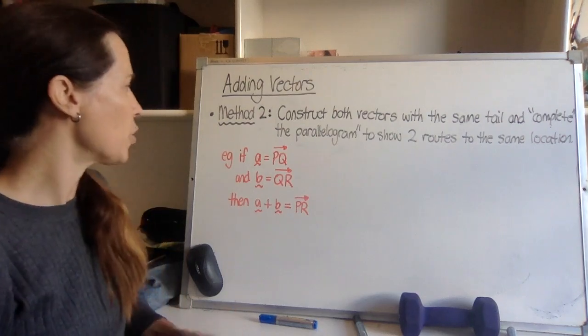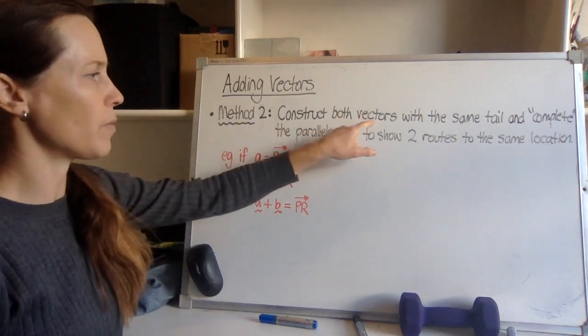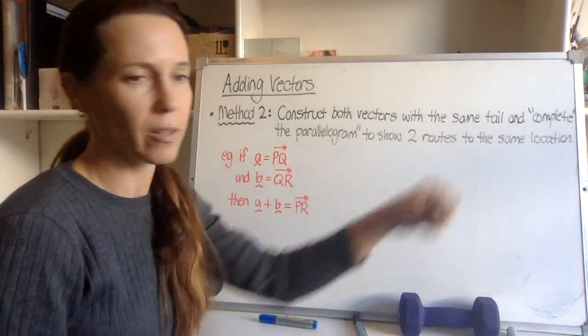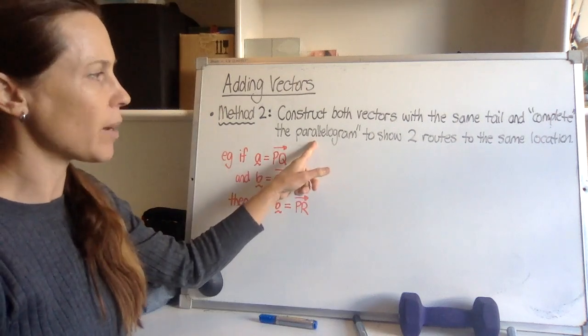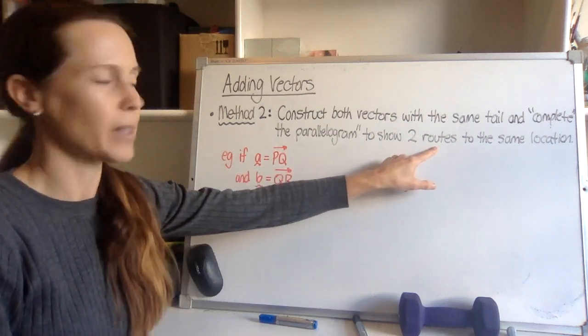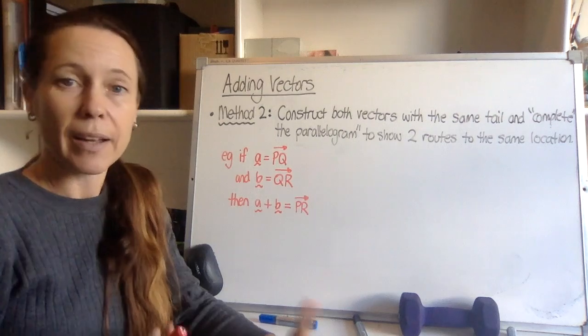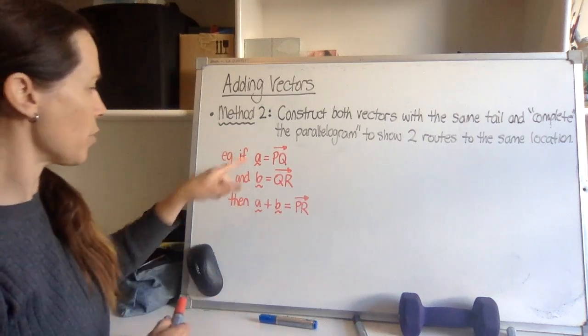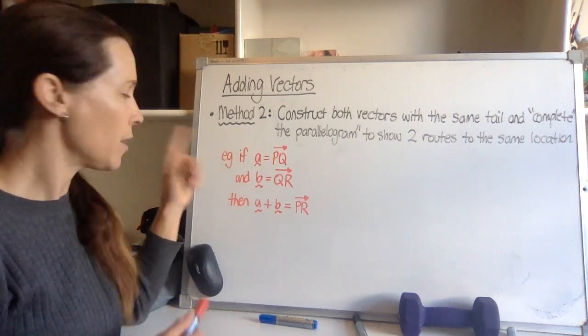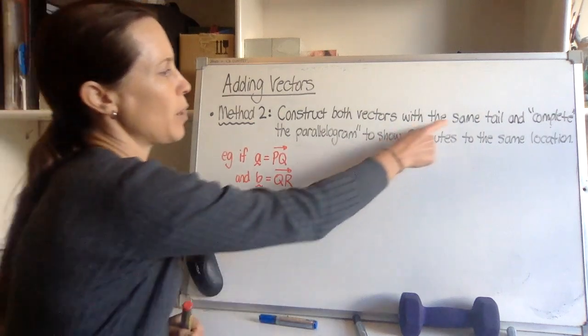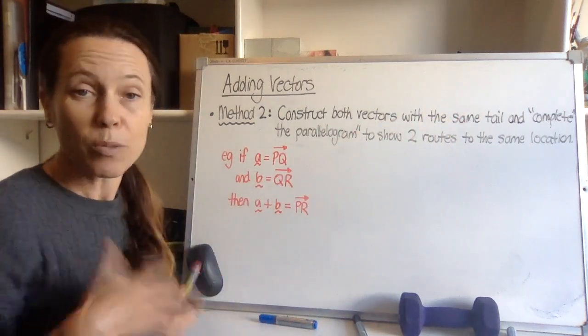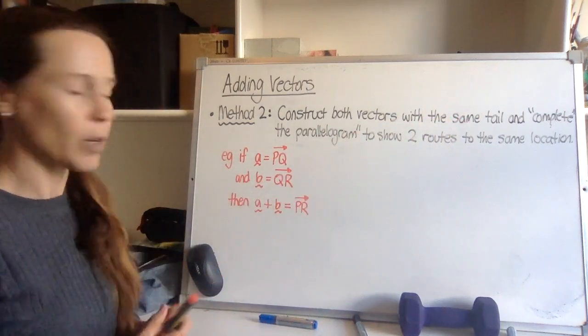And now for method two, which says construct both vectors with the same tail and complete the parallelogram to show that there are two different paths to get to the same location. Now, this sort of example is one that you wouldn't use for an example like we just did. You'd use this one where they both need to actually have the same tail, and you wouldn't be able to use method one if you had a question like that.